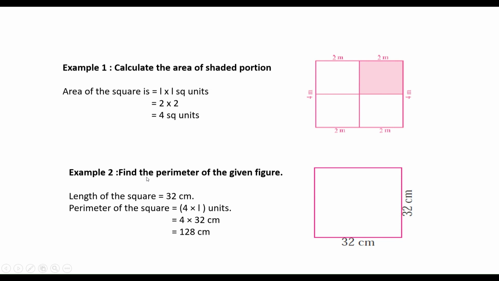Now let's find the next one. Find the perimeter of the given figure. This is the figure here, and the length of the square is 32 centimeters. What is the perimeter of a square? It's nothing but 4 into L units. 4 into, what is the value of L? 32 centimeters. 4 into 32 is nothing but 128 centimeters. This is the perimeter of the square.